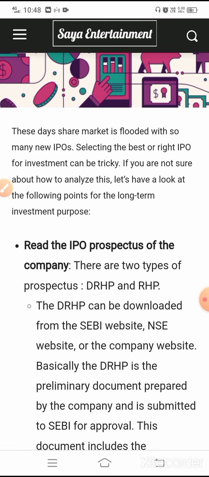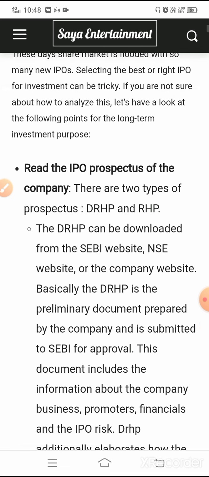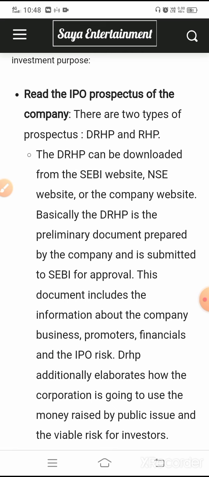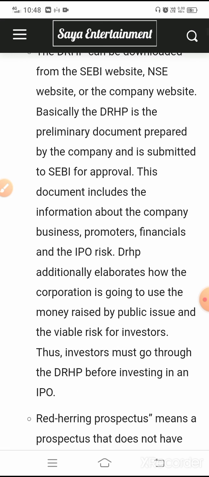There are two types of IPO prospectus, DRHP and RHP. DRHP is Draft Red Herring Prospectus, which can be downloaded from the SEBI website, NSE website, or the company website. Basically, the DRHP is the preliminary document prepared by the company and submitted to SEBI for approval. This document includes information about the company business, promoters, financials, and the IPO risk. DRHP additionally elaborates how the corporation is going to use the money raised by the public issue and the viable risk for investors. Thus, investors must go through the DRHP before investing in any IPO.